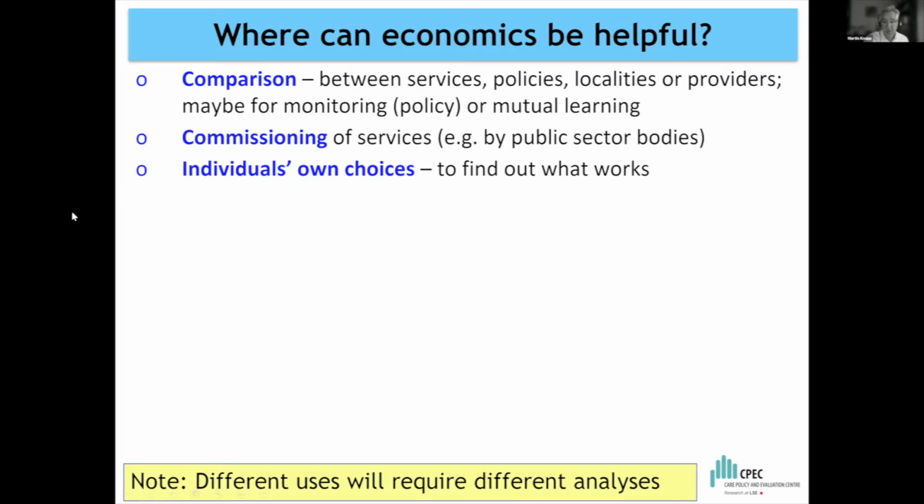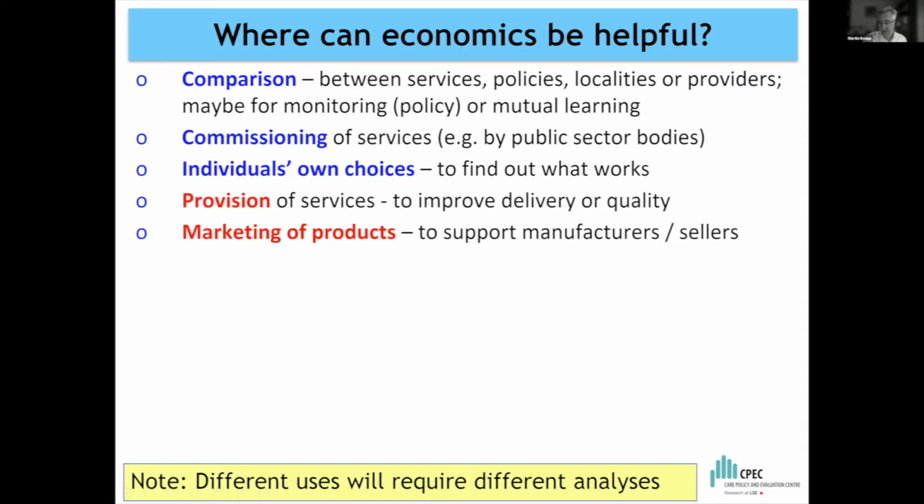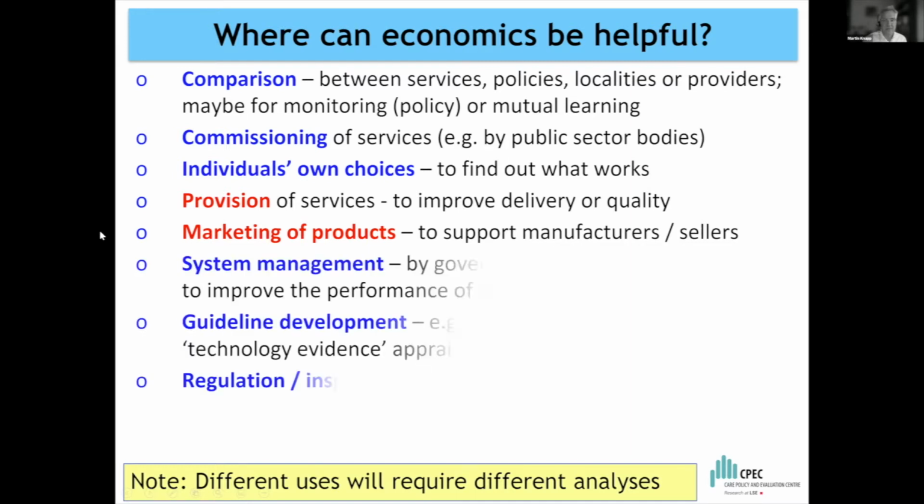And that could be commissioning or decision making by individuals themselves to find out what works and whether they can afford it. Then there's the things where providers of services or people who are marketing products, might be assistive devices, might be medications and so on. Those providers are selling things. Economic information can sometimes help them in doing that.